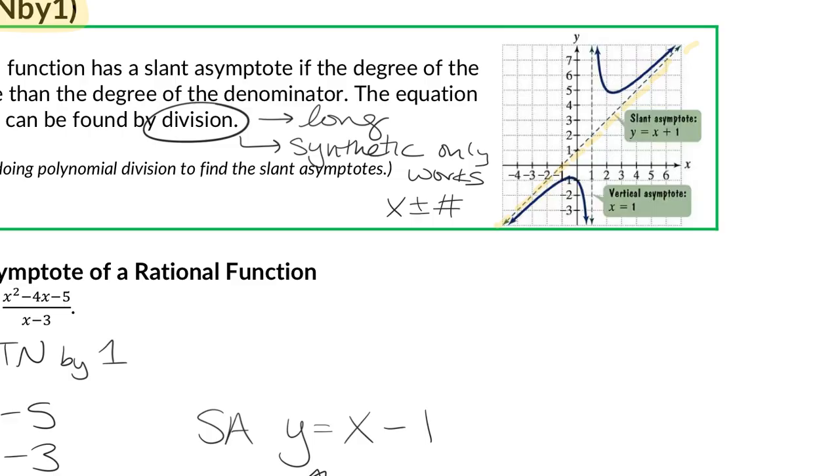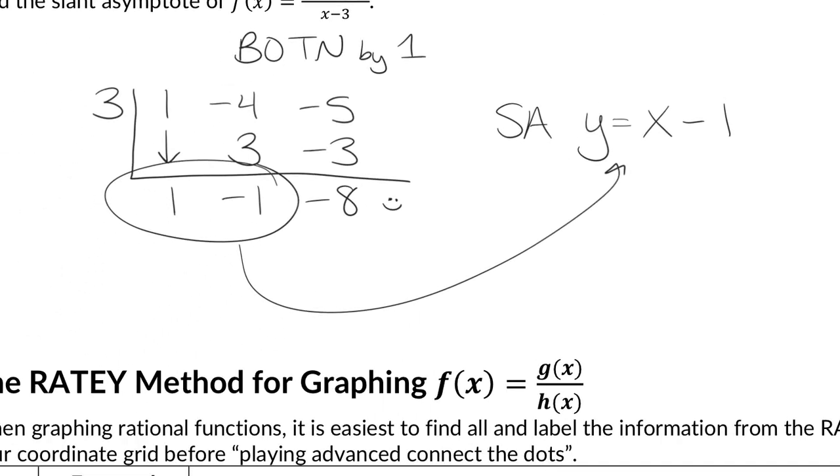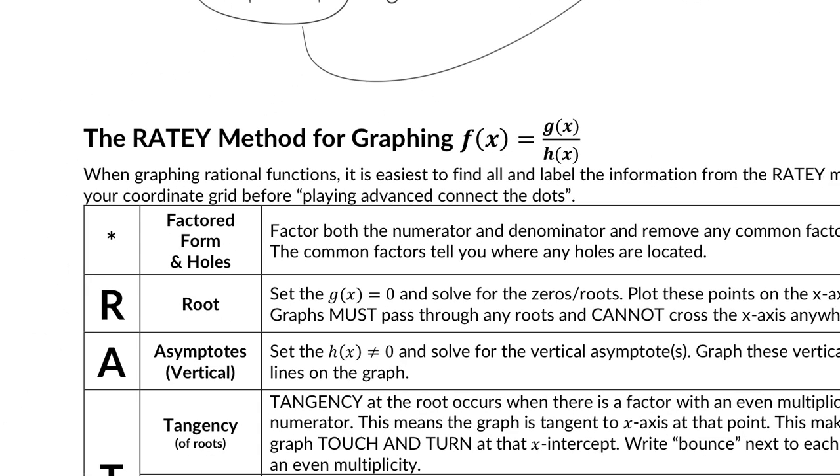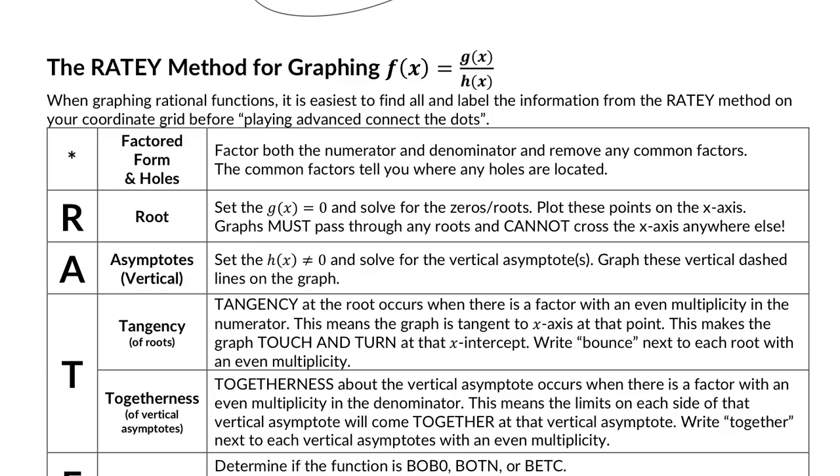So when we put this all together, your job by the end of today is to be able to graph rational functions. This is advanced connect the dots. You know how when you graph functions, you put 2 or 3 or 4 or 5 points and then you boop, boop, boop, boop, connect the dots? Rational functions is advanced connect the dots. To make it a little bit easier, we have a method for graphing rational functions called the Rady method. The Rady method will lead you through finding all of the pieces of information you need to play advanced connect the dots.